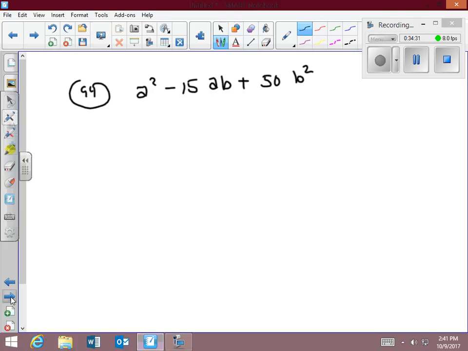Now that trinomial, the leading term is positive with descending order in A, ascending order in B. No common factor. But now, it's a trinomial, it's not a special case, by the way. If it's going to factor, it'll have to factor into a pair of binomials. And then the leading term in my binomial pair is going to be A, and A, what's the sign going to be? Negative. Same sign, negative sign.